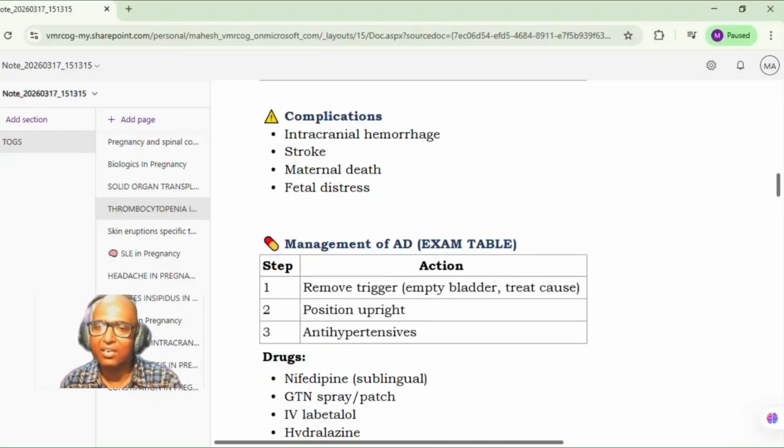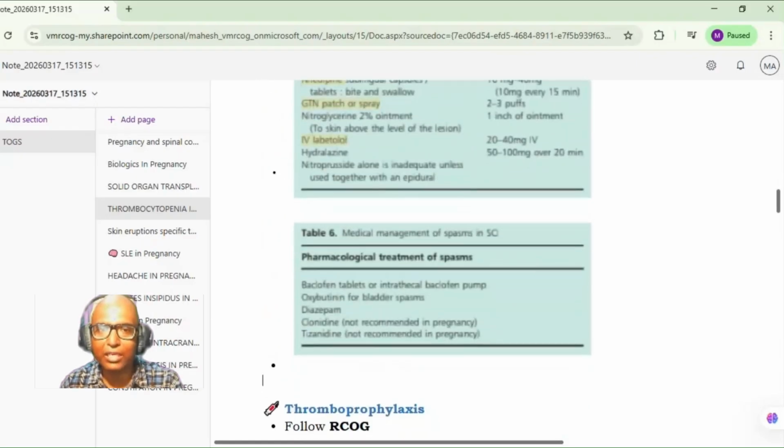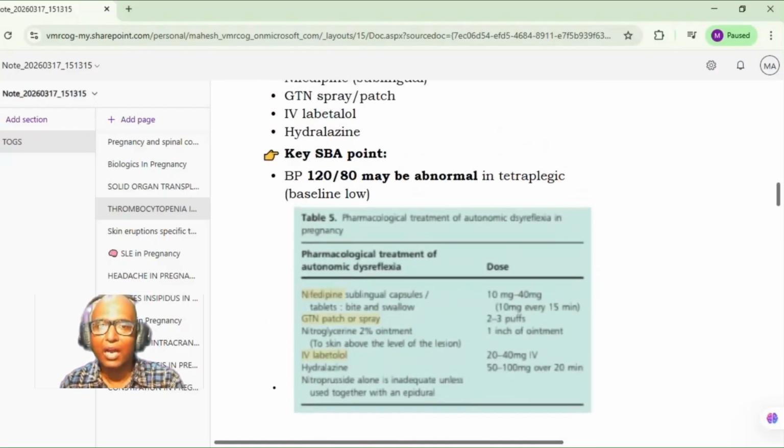autonomic dysreflexia, you need to remove the trigger first, empty the bladder, treat the cause, position should be upright, and use an antihypertensive. Now, which drugs are to be used? Nifedipine sublingually can be given. If it is a tablet, then that can be chewed. Then GTN spray or patch can be used. IV labetalol can be used. And another is hydralazine. Okay, so blood pressure more than 120 by 80 may be abnormal in a tetraplegic patient. Okay, remember, generally the blood pressure is low. So 120 by 80 may be a sign of autonomic dysreflexia also.